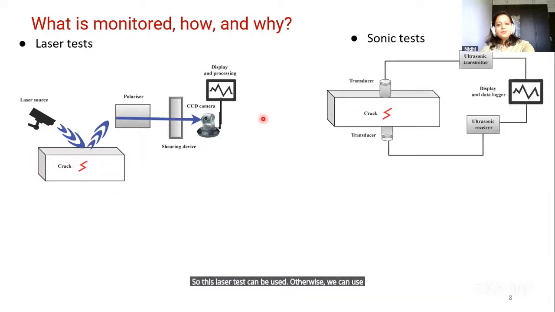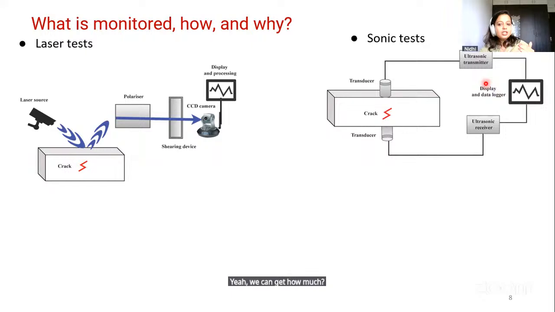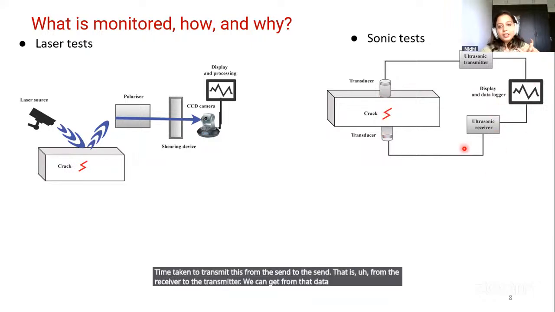Otherwise, we can use a sonic test, wherein we have a transmitter and a receiver, and there may be a crack, some anomaly or some void. We pass an ultrasonic pulse, and in the receiver we can measure the wave arriving, and based on the time taken to travel from one end to the other, we can find out the quality of the structure or of this element.